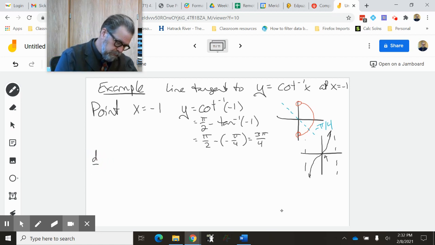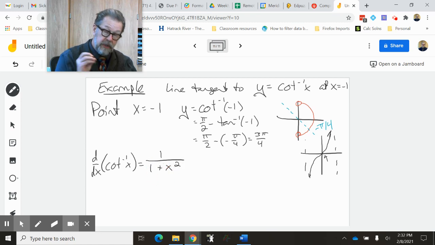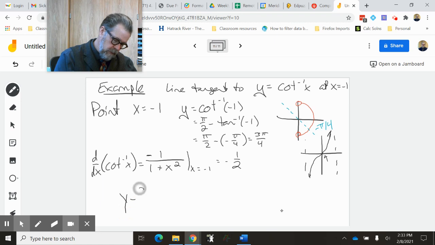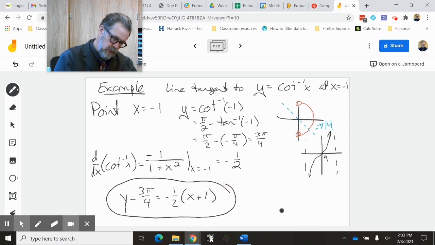So the slope, the derivative of inverse cotangent of x is equal to -1 over 1 plus x squared. That's the derivative of inverse tangent with a negative in front of it. And if we plug in x equals -1, we get that this is -1/2. And here we go. Here is the equation of our line tangent to the graph of inverse cotangent at x equals -1.